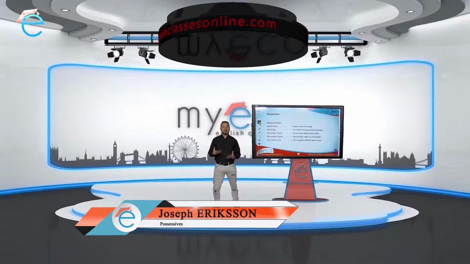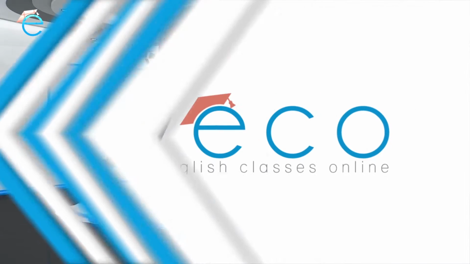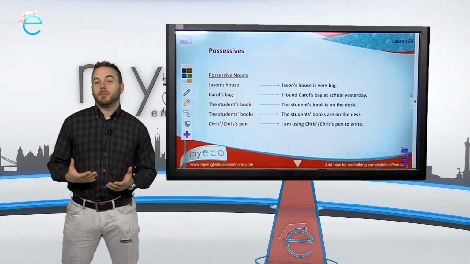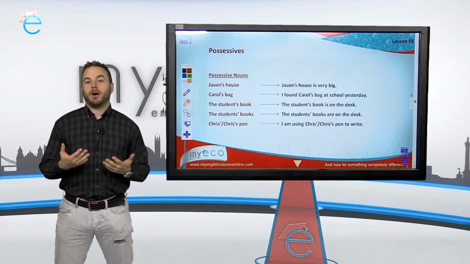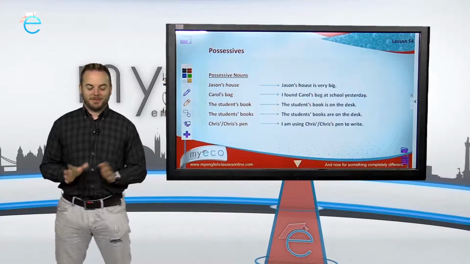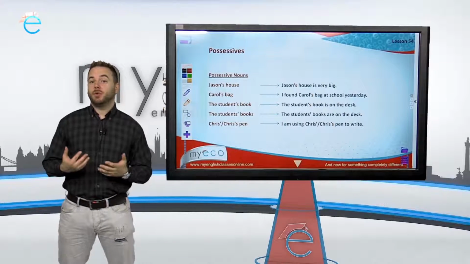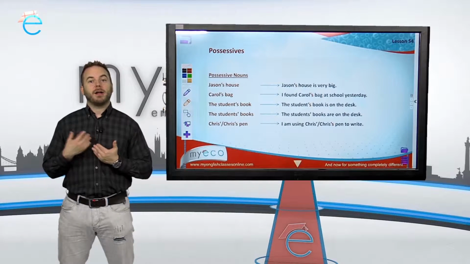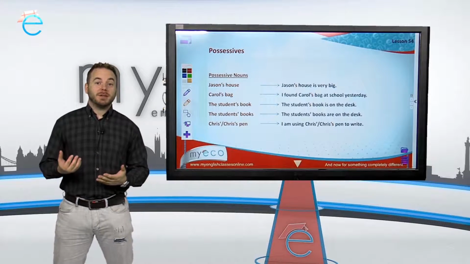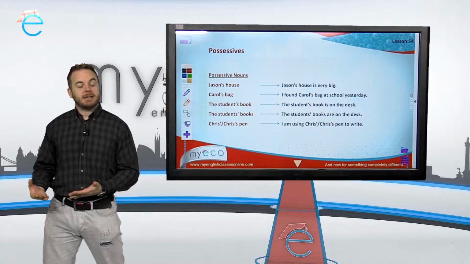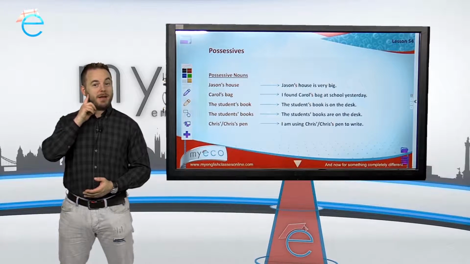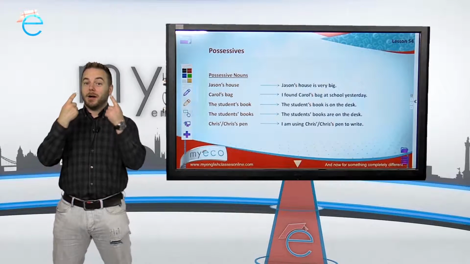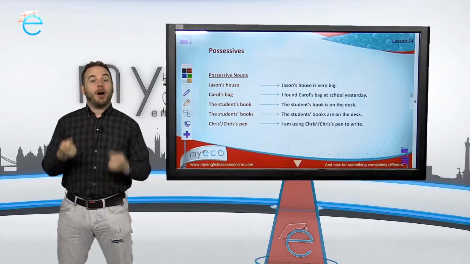This lesson is about possessives. Let's start the lesson. In English, we have some different forms of possessives. For example, possessive adjectives like my car, or possessive pronouns like it is mine. Just like this is my head, it is mine. And these are my eyes, they are mine.